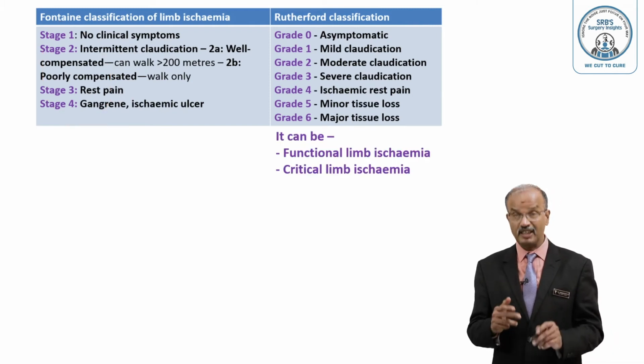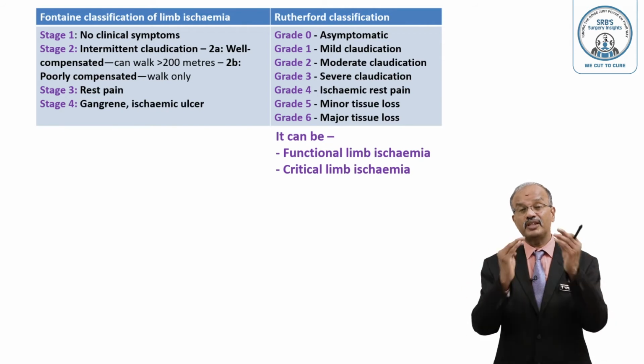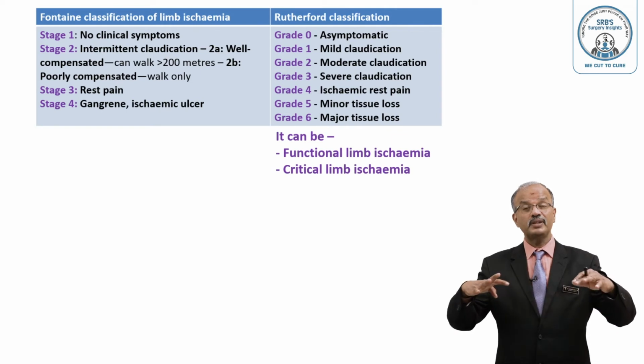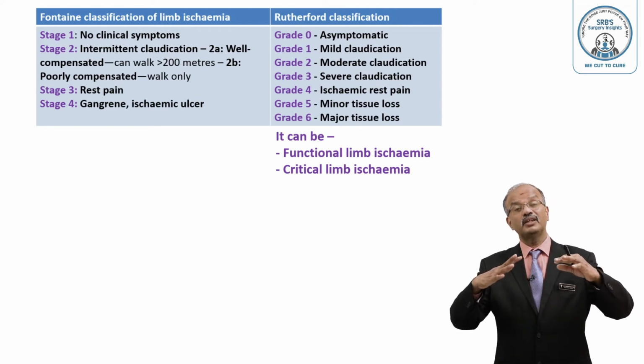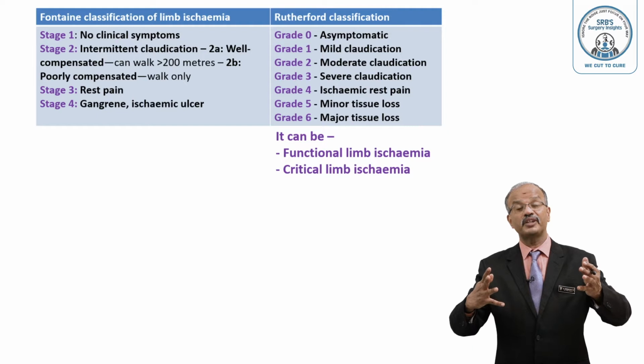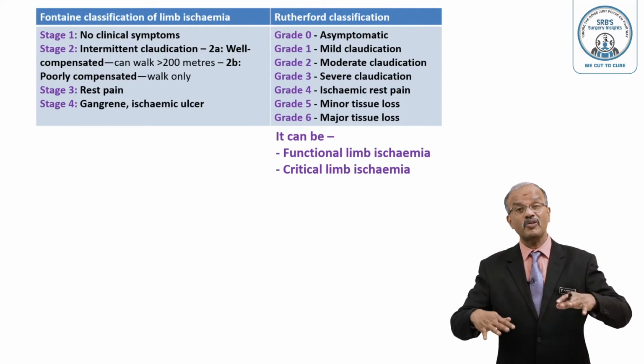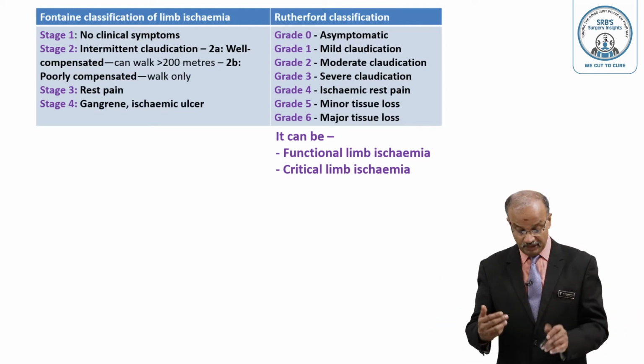So it can be functional limb ischemia, which is compensated. When there is arterial block, collaterals will open. So distal vessel perfusion occurs. They call it distal runoff, which is identified by angiogram. So that ischemia has occurred, which is compensated through collaterals. That is called functional limb ischemia.